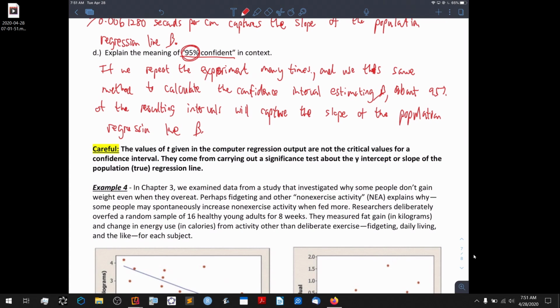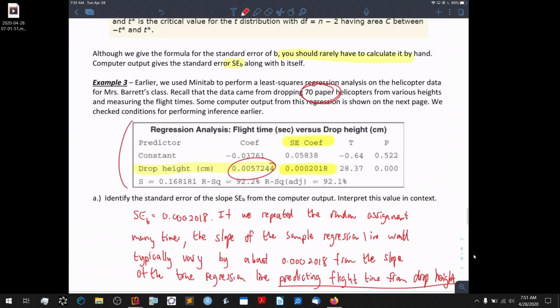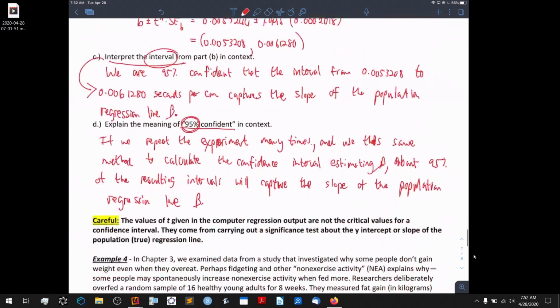And what does it say? Careful, the values of t given in the computer regression output are not critical values for a confidence interval. They come from carrying out a significance test about the y-intercept. So, if you look at this, these are not t star values. That's what they're saying. This is actually a test statistic for carrying out a hypothesis test. So if you did a hypothesis test, your test statistic would be 28.37, and the corresponding p-value for this specific situation would be 0. Okay, so that's what that says.